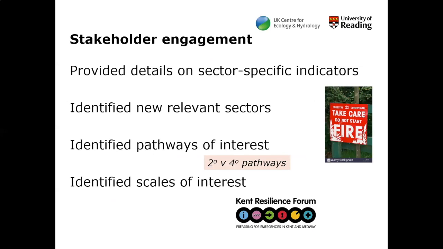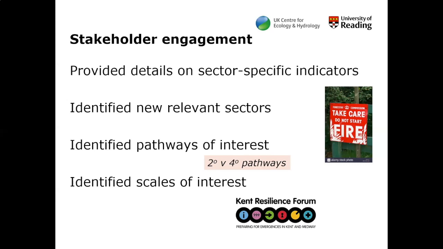This has led to four enhancements to the project. One relates to details on those specific indicators we saw in that previous table. So information about what those indicators should be, what the policy relevant dimensions are, what the thresholds may be. That's been very helpful. We've identified some new relevant sectors. So for example, in the original proposal, we didn't include wildfire. We do now.